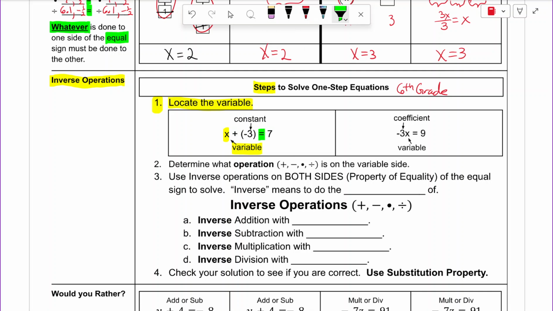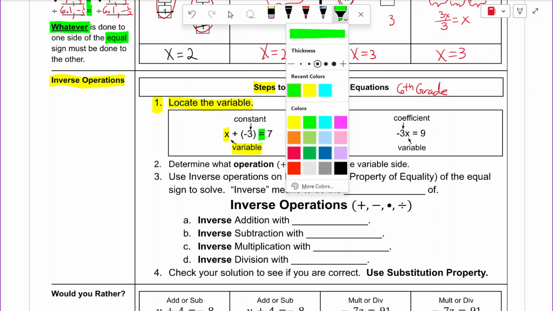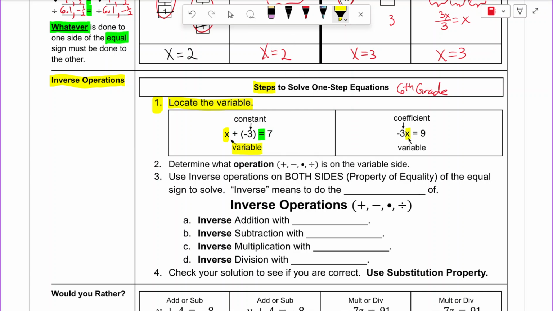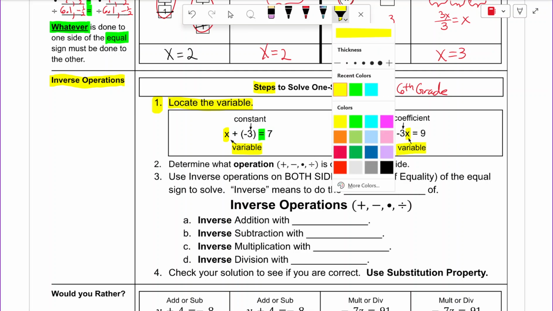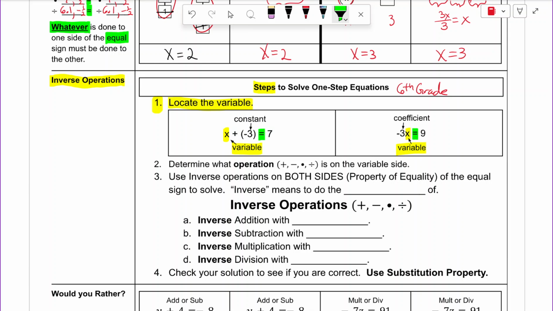On this other example, you can see that the variable is right here, right against the negative 3, which means multiplication. And the equal sign is right there. So there are 2 sides to that equation. Let's move on to number 2.